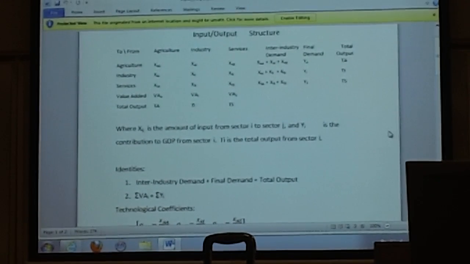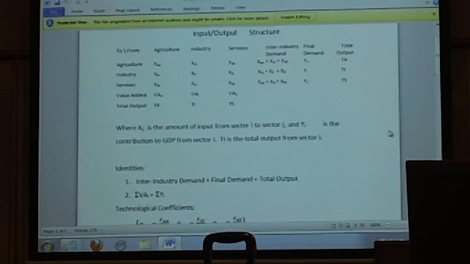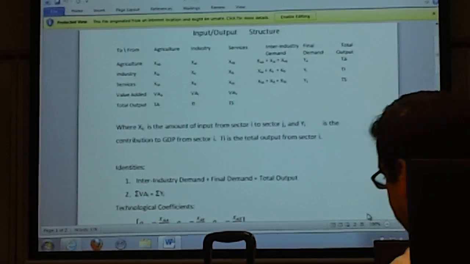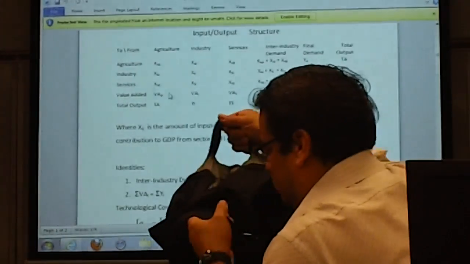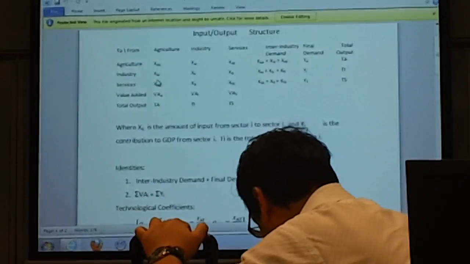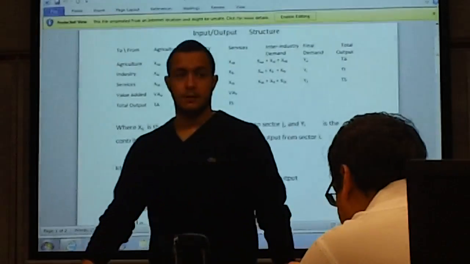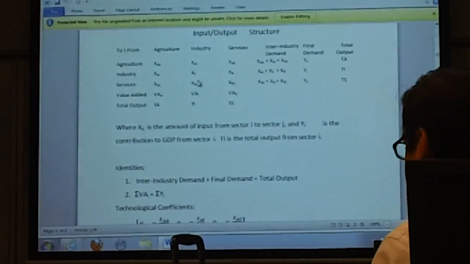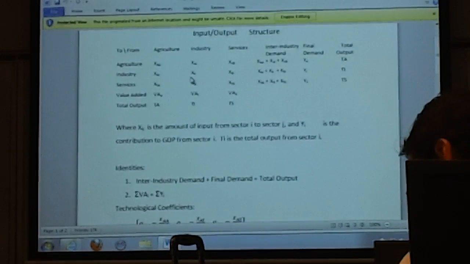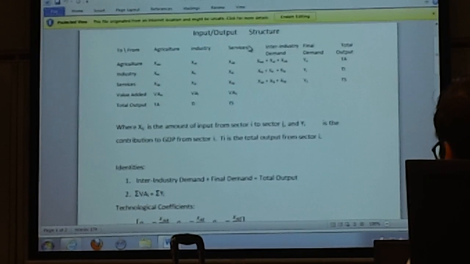Now, likewise, with industry. XIA is the amount of industry that goes into agriculture. There can be tractors and things like that. This is XII here. That'll be the amount of industry that goes into industry. And XIS is the amount of industry that goes into services.